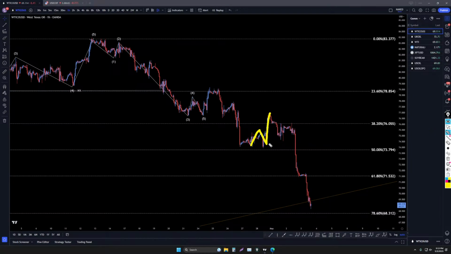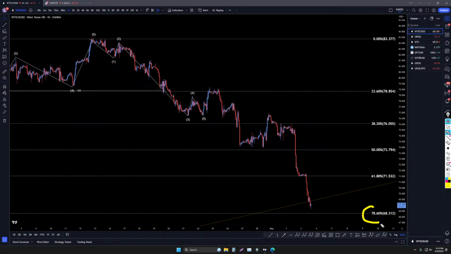1, 2, 3 waves up, impulsive down, go short. 1, 2, 3 waves up, go short. Probably on the 15-minute, there was another entry today. 1, 2, 3 waves up, go short.